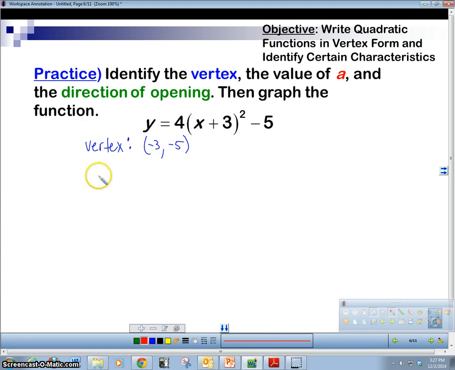And what is a? A is 4. And is it going to go up or down? It's going to go up. Okay? So I'll make my chart.